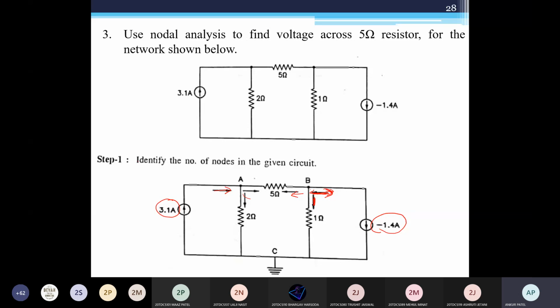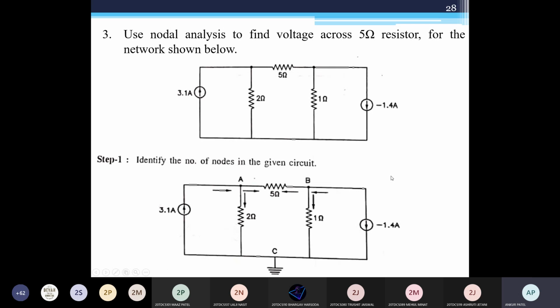So the current direction is already given here. You can see these both are away from the nodes. This is inward to the node. Then these both are away from the node, and this one we have also taken inward to the node, according to these current source values.